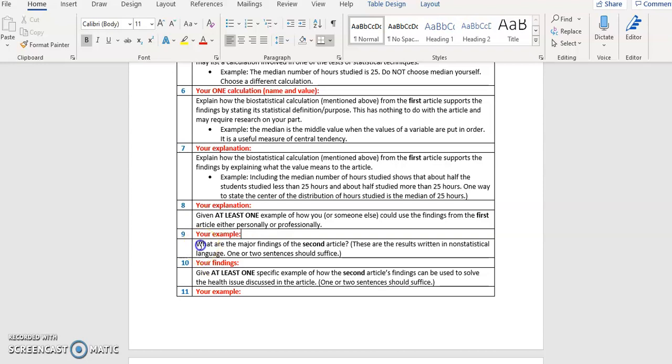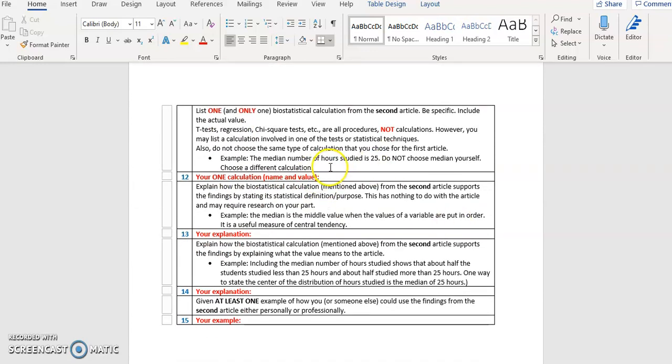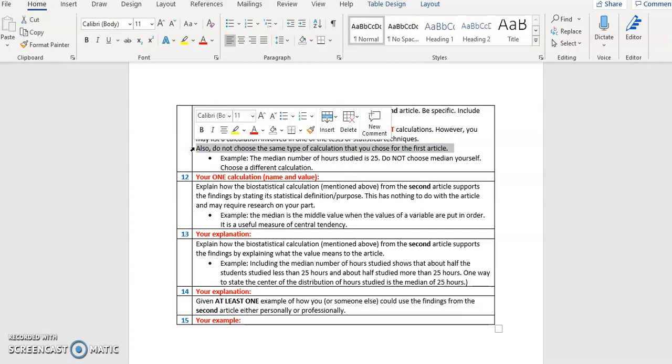And then we just get into the second article. Everything's the same for the second article. The only thing you have to be careful about is, when you're picking the value or calculation, there's an extra line here that says do not choose the same type of calculation that you chose for the first article. So for example, in my work, I use the median. I'm not going to use the median for my second article. I'm going to pick something else. You won't get credit for it if you choose the same value twice, if you do the mean and the mean, or the p-value and the p-value.